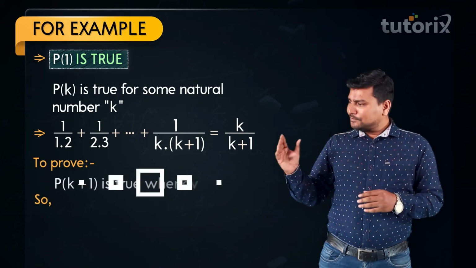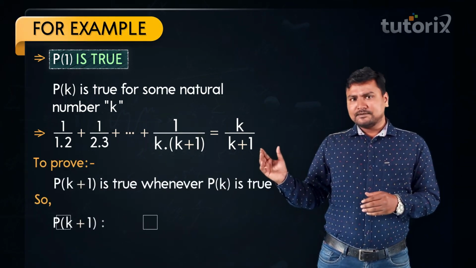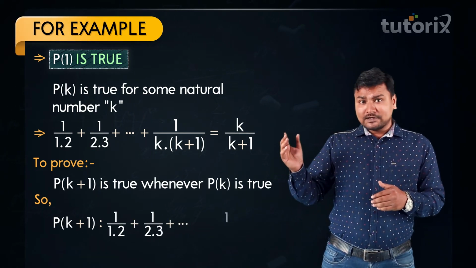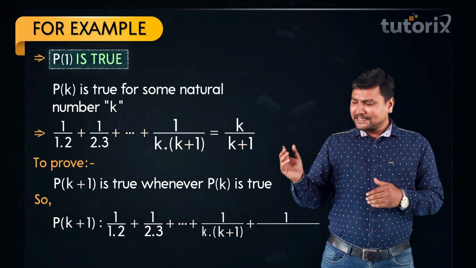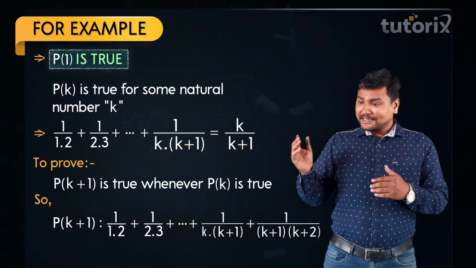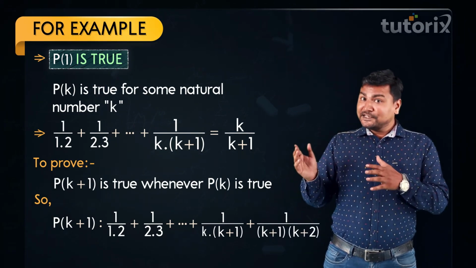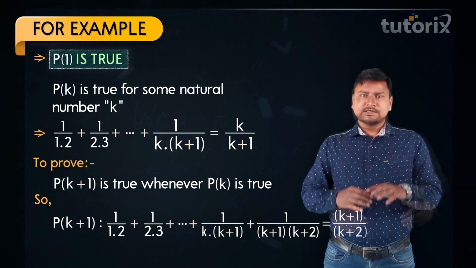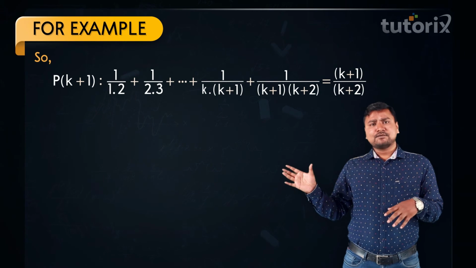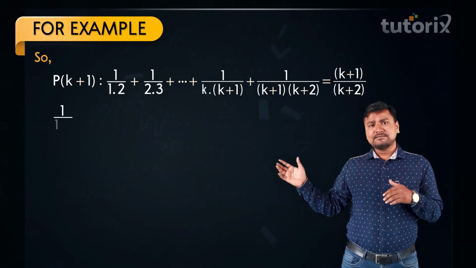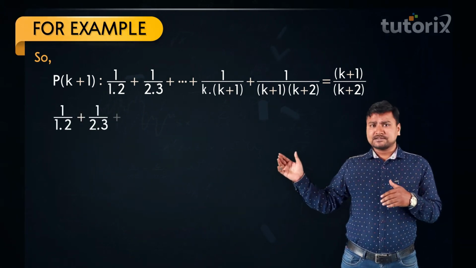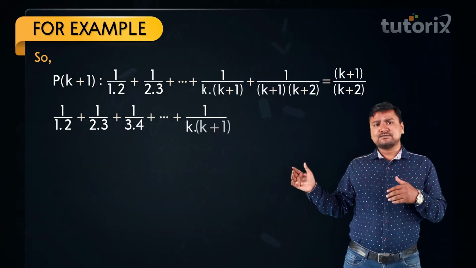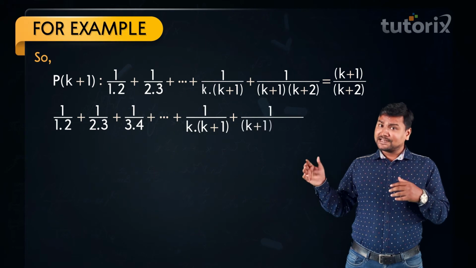Now what will be P(k+1)? P(k+1) will be 1 by 1 times 2 plus 1 by 2 times 3 and so on plus 1 by k times (k+1) plus 1 by (k+1) times (k+2), and this we need to prove is equal to (k+1)/(k+2). Now let's take the left hand side of the equation, that is 1 by 1 times 2 plus 1 by 2 times 3 plus 1 by 3 times 4 and so on plus 1 by k times (k+1) plus 1 by (k+1) times (k+2).